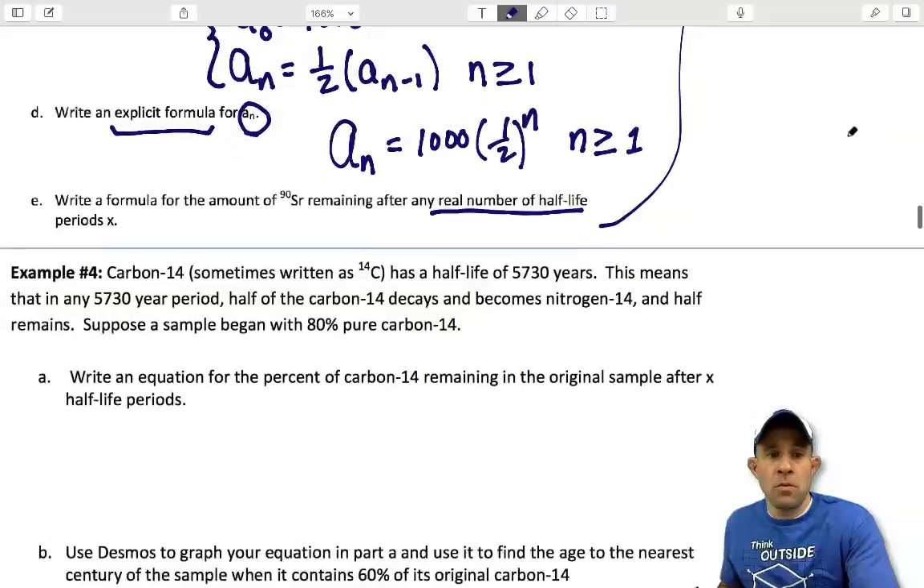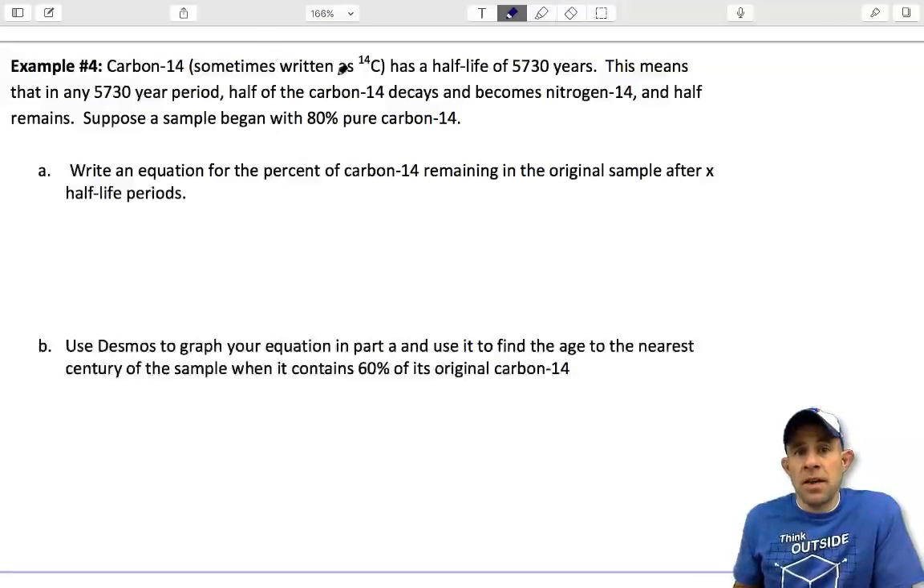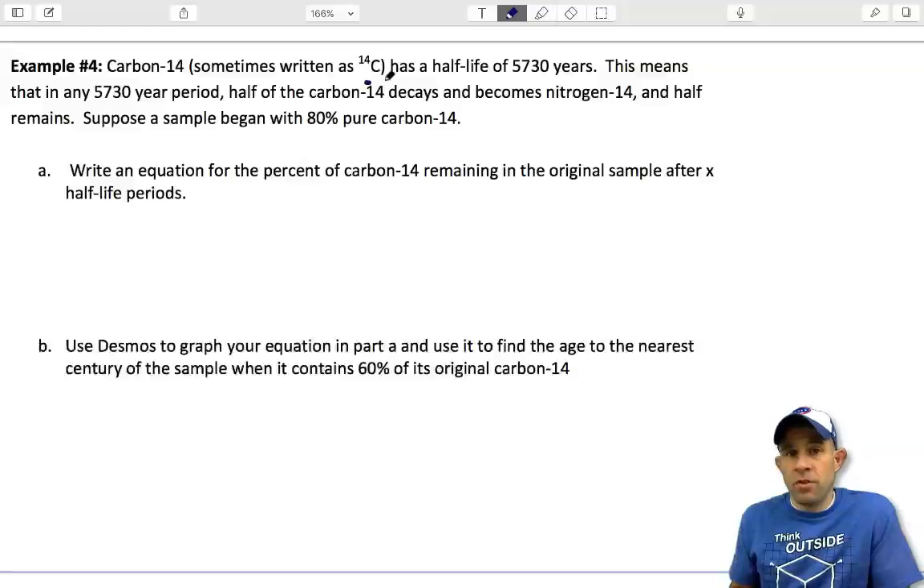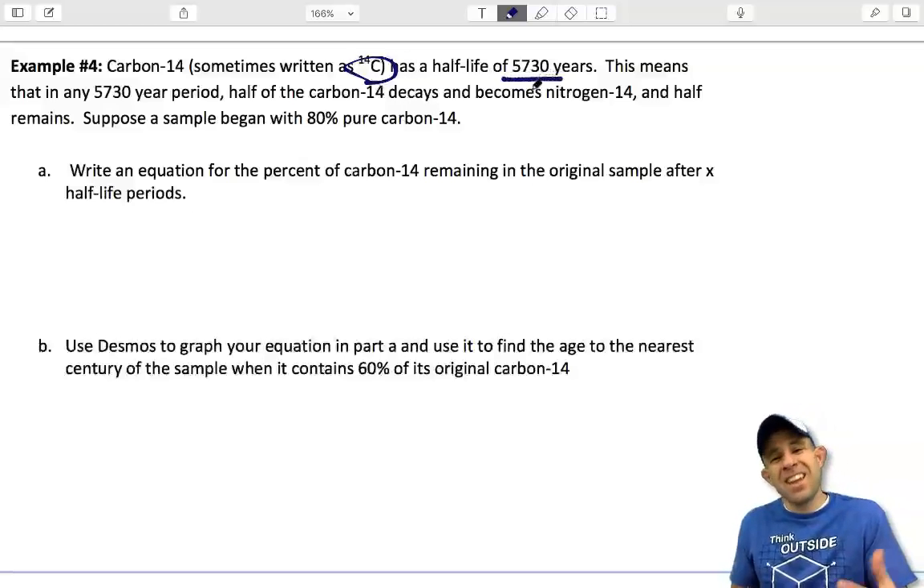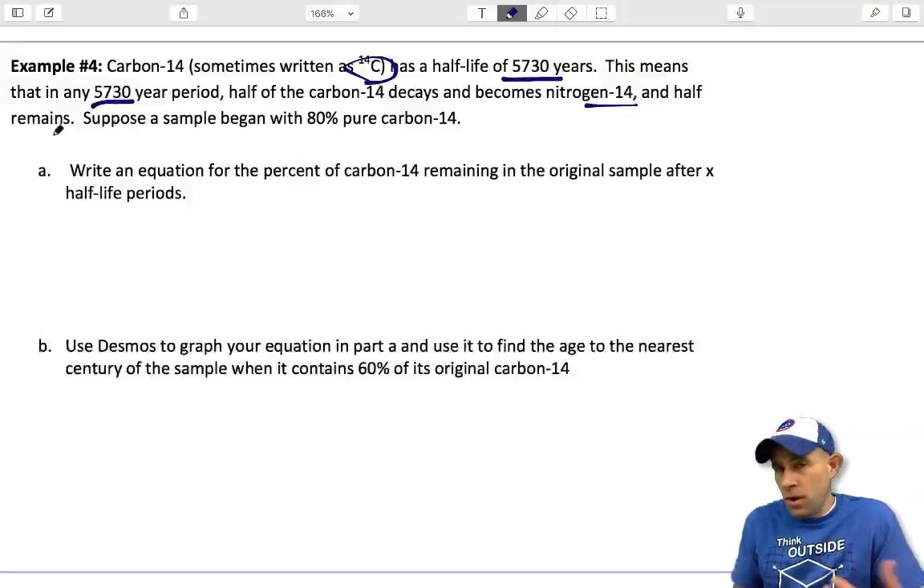All right, one more example here for today. We got carbon-14, which has a half-life period of 5,730 years. Man, that's old. That's like as old as me. This means that in a 5,730 year period, half of the carbon decays and becomes nitrogen, while half remains.